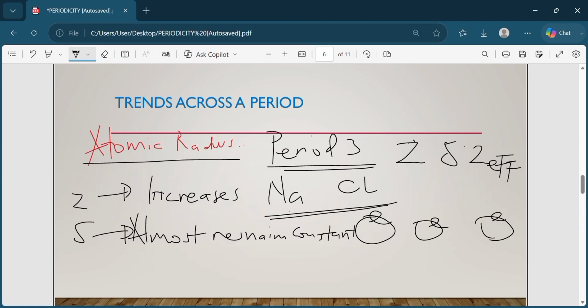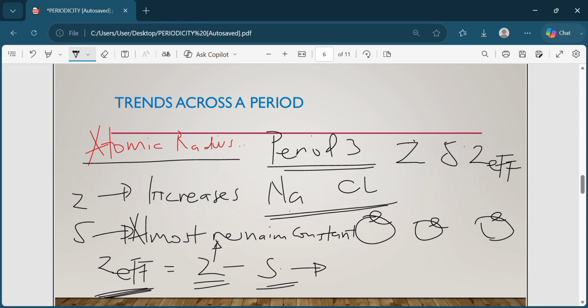So at the end of it all, we shall have the counterbalance, that is the effective nuclear charge, which is the balance of nuclear charge and screening effect. Since nuclear charge is increasing and screening effect is almost constant, what happens to the effective nuclear charge? You realize that the effective nuclear charge increases, because this one keeps on increasing as the screening effect is always the same. So our effective nuclear charge will always increase as we move from one element to the other, across a period.